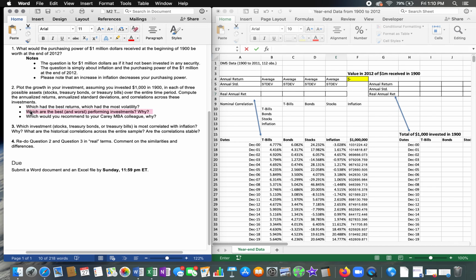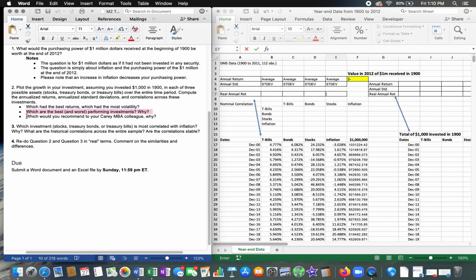The second part, which are the best and worst performing investments and why? So this one you would just, so the best, again, would be whichever one has the highest average, and worst is probably the lowest, as long as you justify that.